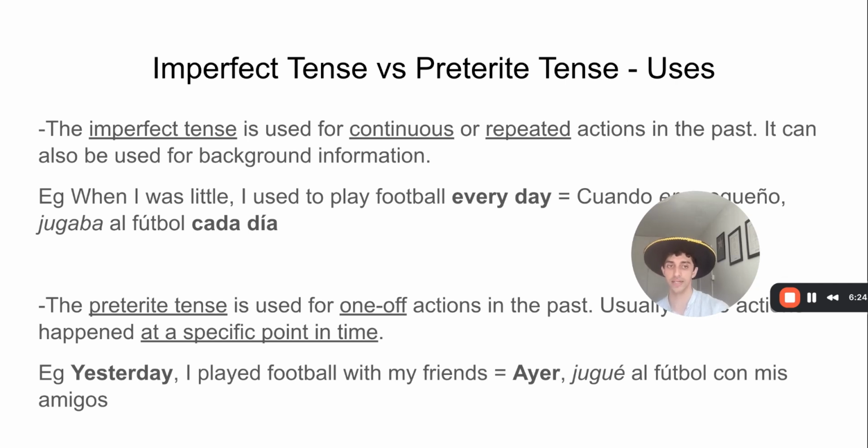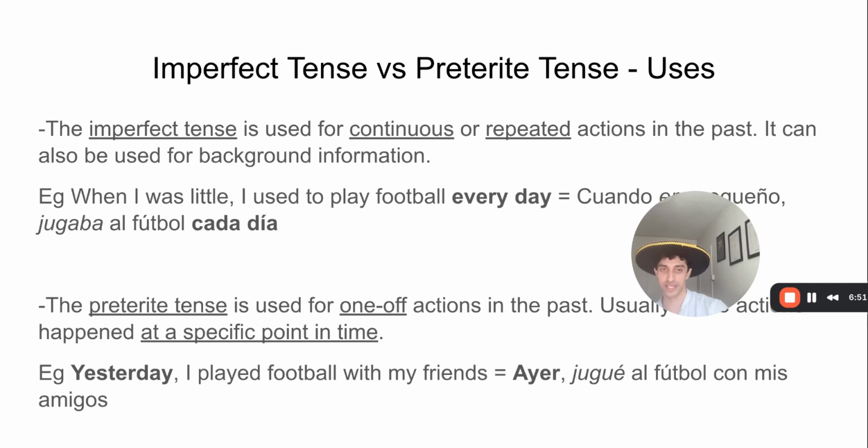The key thing really is this idea of regularity. So this sentence does not imply in any way at all that the person, the subject of the sentence, the person doing the action, played football more than once. It comes across as a one-off action in the past. It happened also at a specific point in time, and that's why the preterite tense is used and not the imperfect tense. Many people can find this a bit confusing.